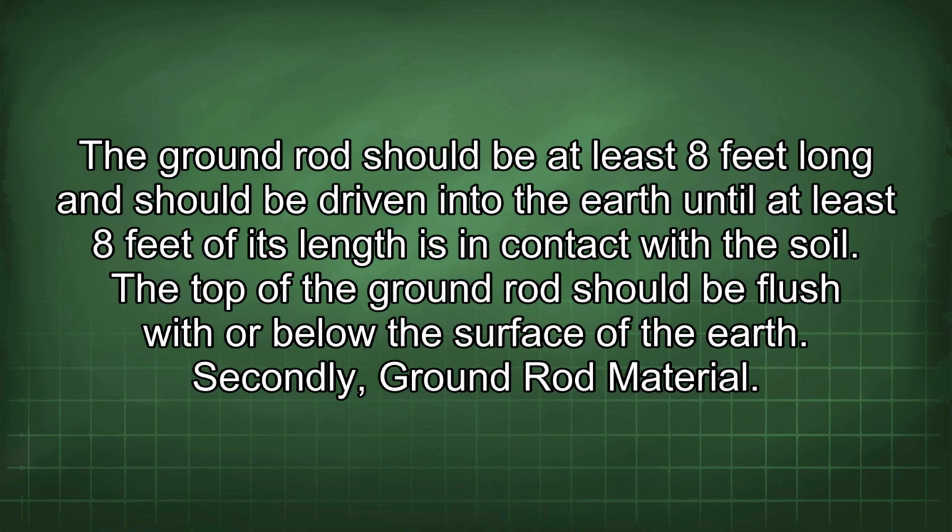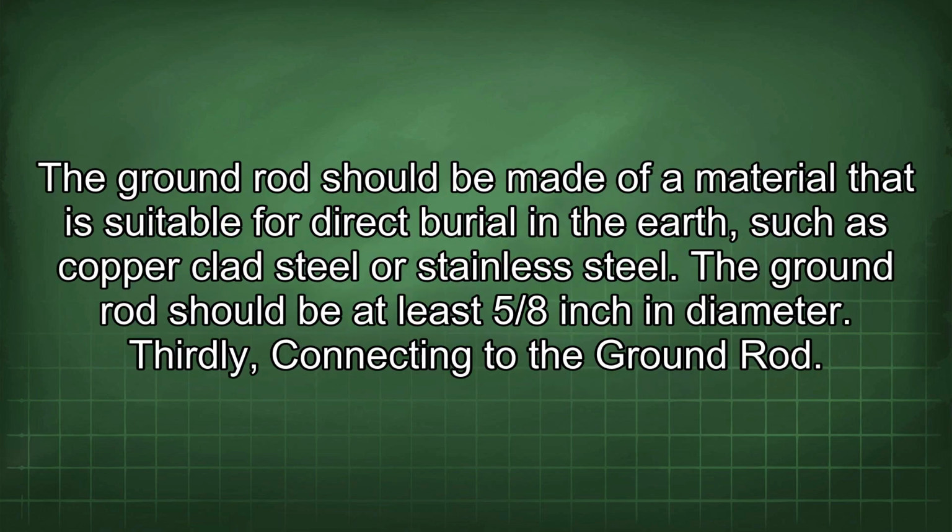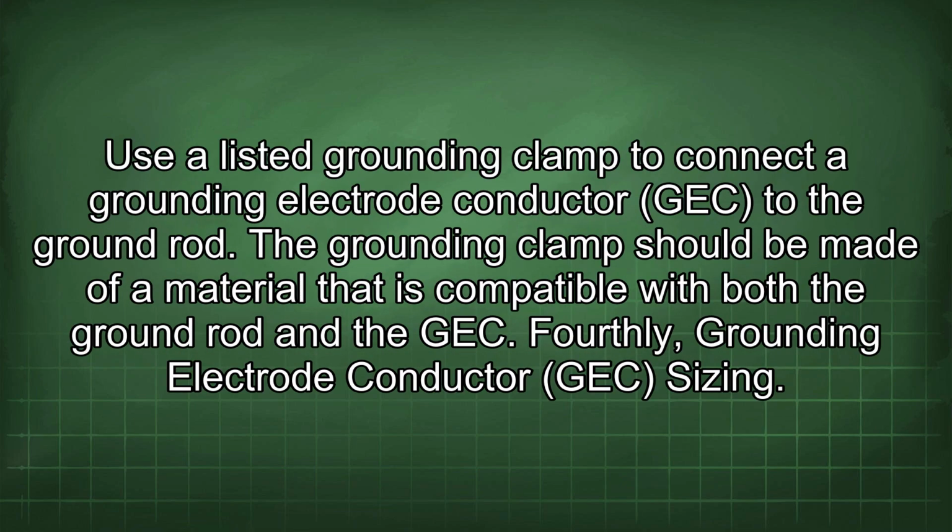Secondly, ground rod material. The ground rod should be made of a material that is suitable for direct burial in the earth, such as copper-clad steel or stainless steel. The ground rod should be at least 5/8 inch in diameter. Thirdly, connecting to the ground rod. Use a listed grounding clamp to connect a grounding electrode conductor, GEC, to the ground rod. The grounding clamp should be made of a material that is compatible with both the ground rod and the GEC.